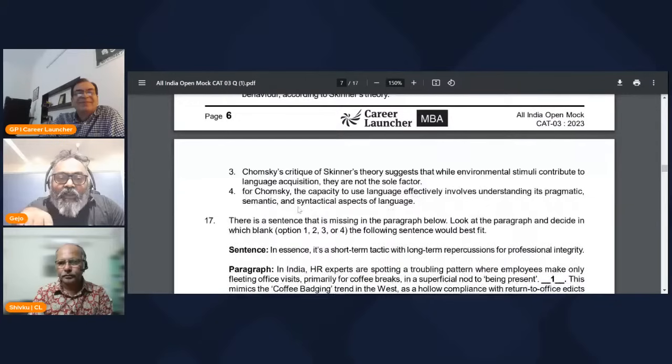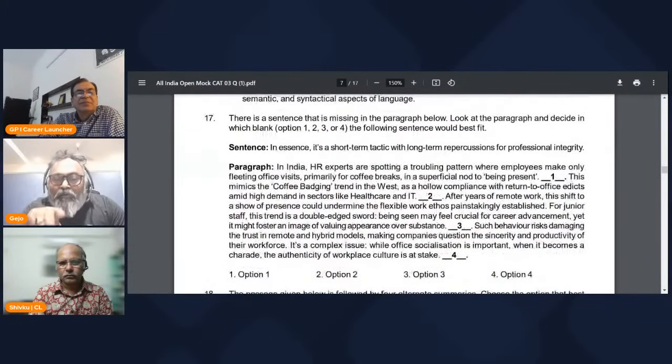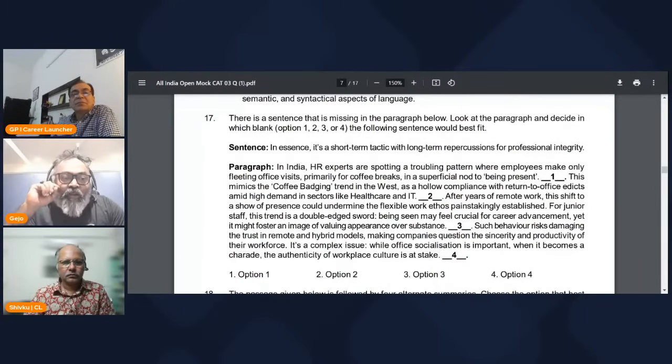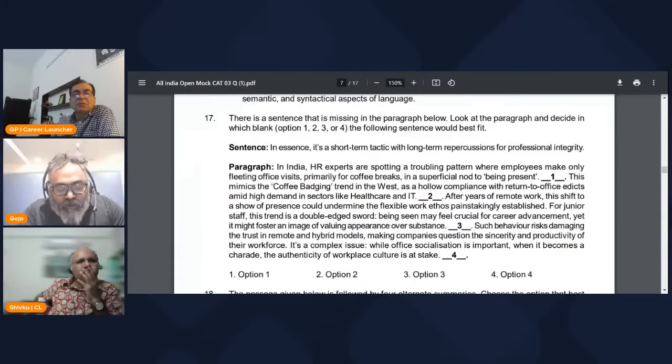So I just want to pick up this one question. Basically, when somebody looked at the word "in essence", I think the majority of the people said this is a summary, okay, let's put it straight in option number 4. But "in essence" does not necessarily mean summary. It basically means a reinterpretation. This sentence is talking about how, in essence, it's a short-term tactic with long-term repercussions for professional integrity. Professional integrity is for an individual. The sentence before option 3 is talking about an individual, an employee, junior staff. And the sentence before blank number 4 is actually talking about workplace culture. It has gone somewhere else. So this was sort of a pain.